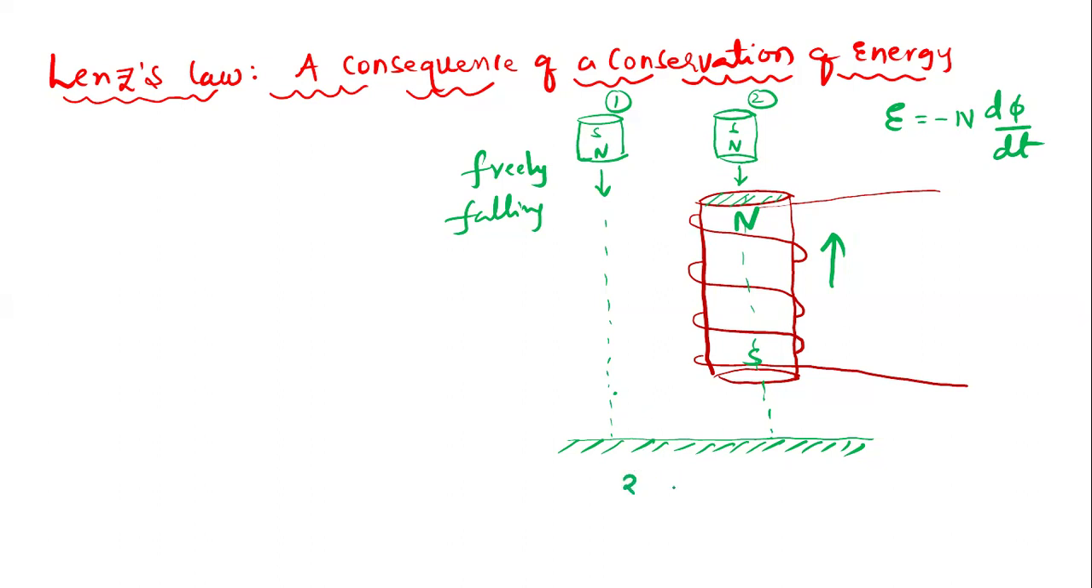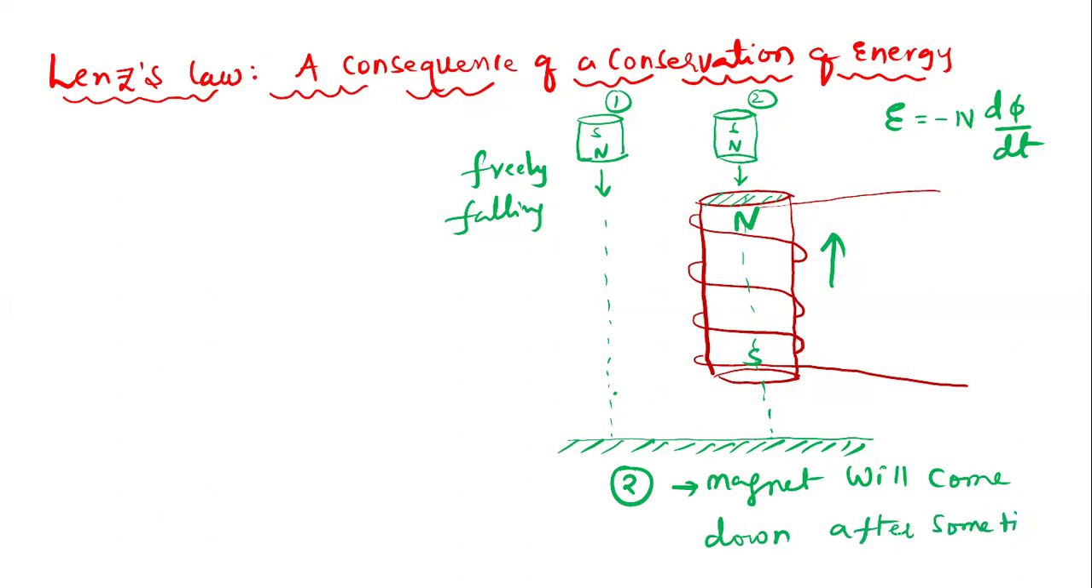So second magnet will come down after some time. Or you can say it is coming down late. Is it clear? So why?